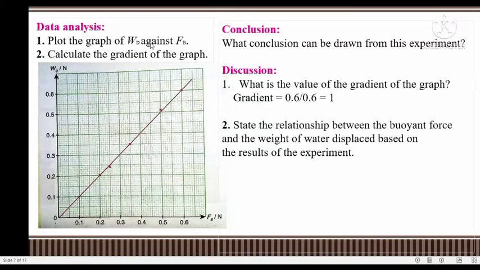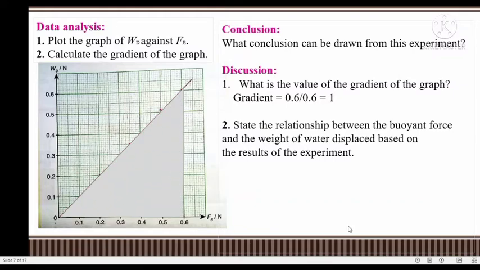Plot a graph of WD against FB. This graph produces a straight line that passes through the origin. Based on the graph, state what conclusion we can get. The conclusion is WD is directly proportional to FB. We can see from the graph just now, WD is directly proportional to FB, or a straight line passing through the origin.